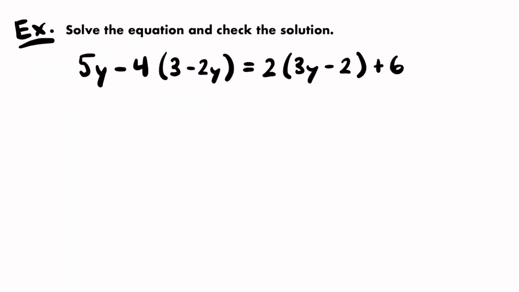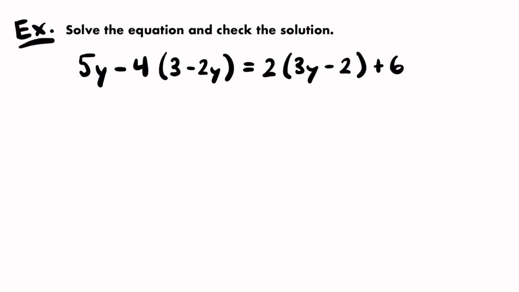For our second example, we once again want to solve the equation and check the solution. This time our equation is 5y minus 4 times the quantity 3 minus 2y is equal to 2 times the quantity 3y minus 2, plus 6. Okay, so in this equation, we clearly have two sets of parentheses, and that should immediately draw your attention and be the first thing you work on when trying to solve the equation. You should try to immediately get rid of those parentheses using the distributive property.